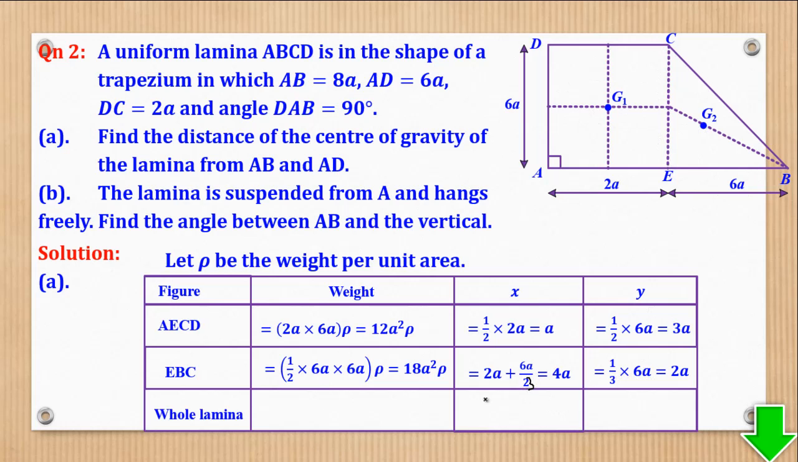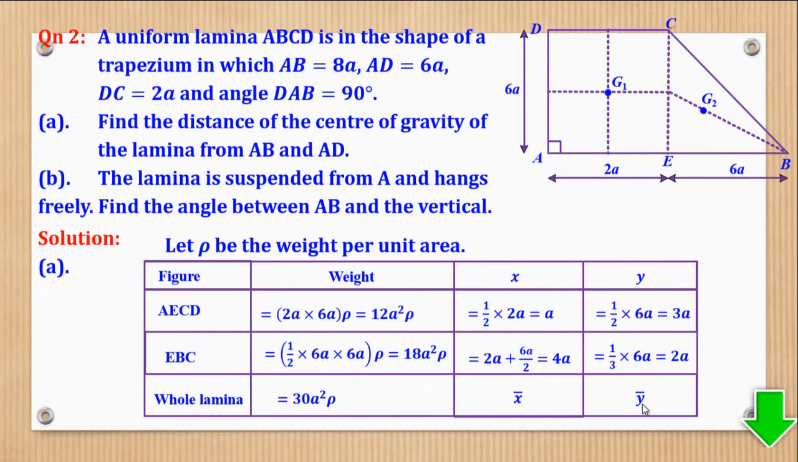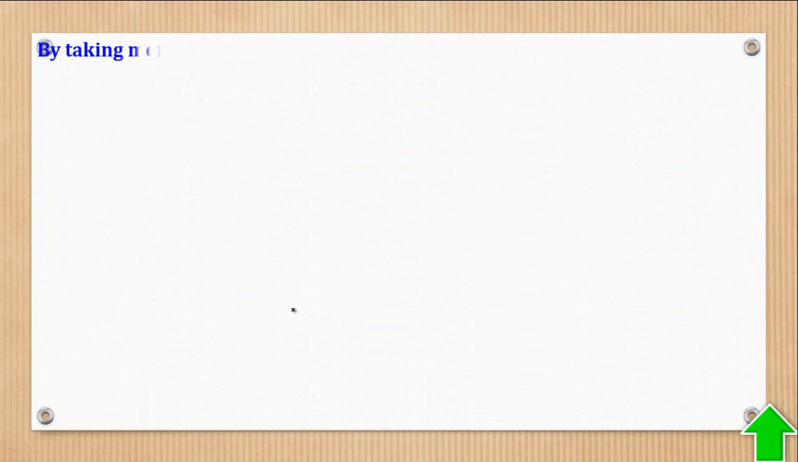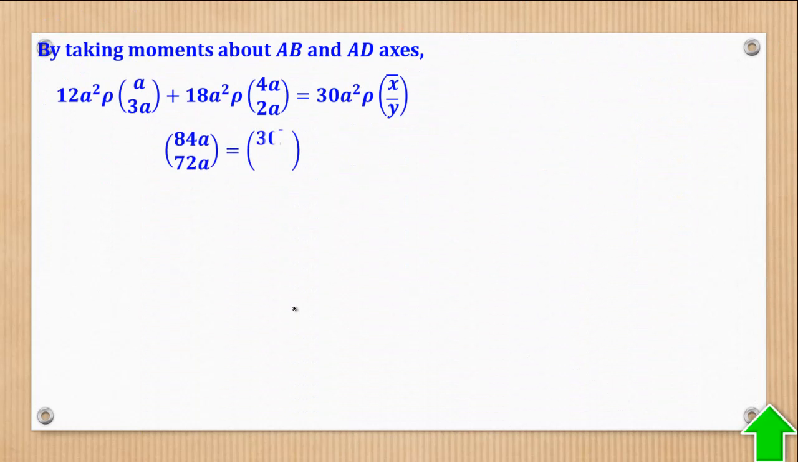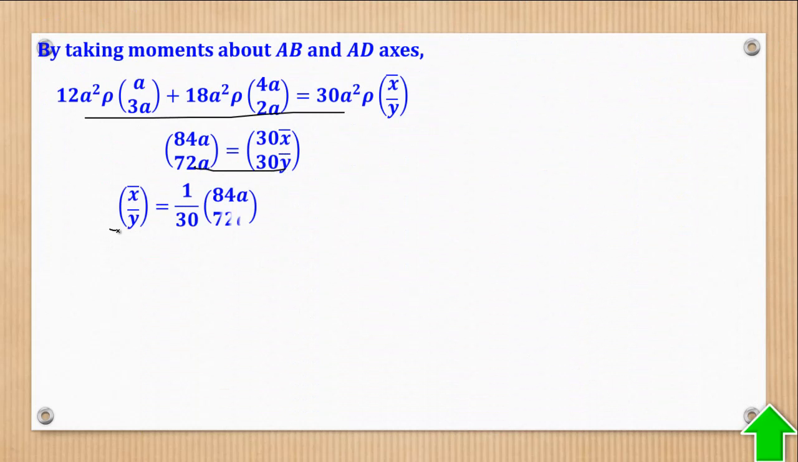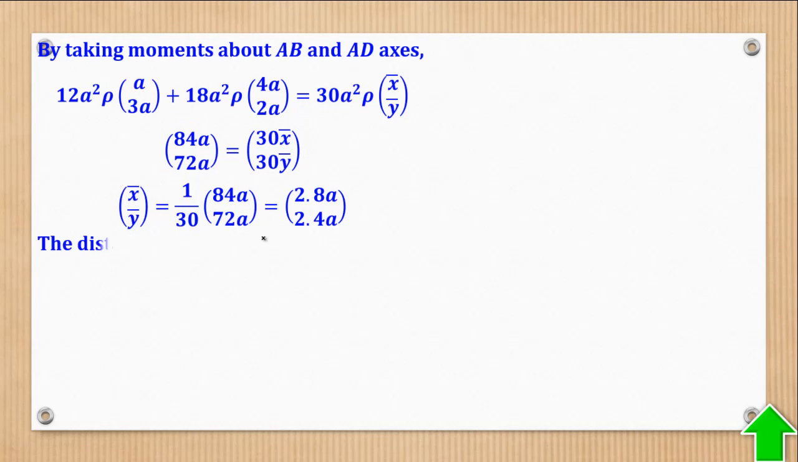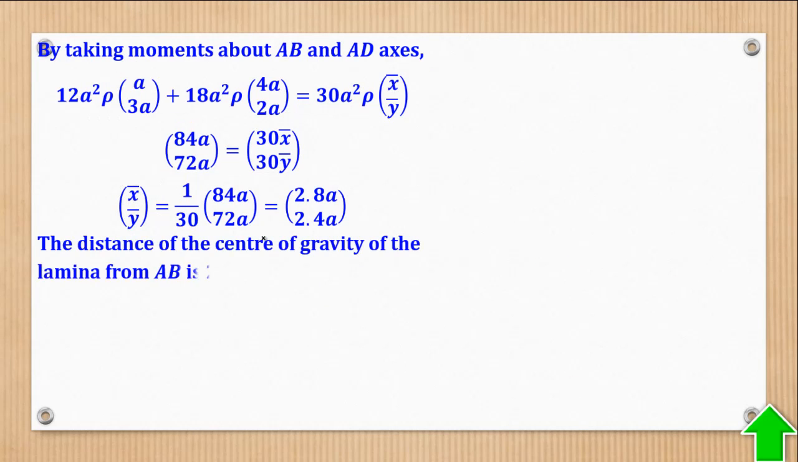Then for the whole lamina, to get the total weight, you add all this, and here we put an unknown. Then you can take moments, simplify, and then make x bar and y bar the subject. And that's what they wanted. That was part A. What about part B?